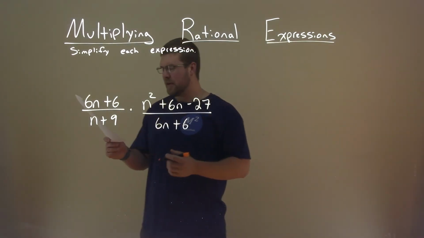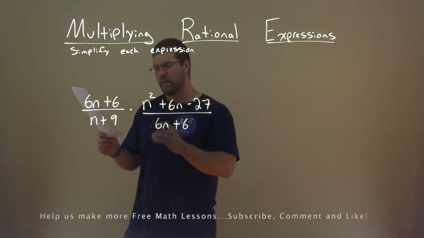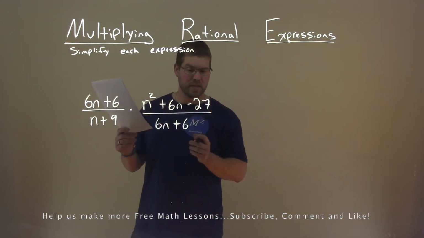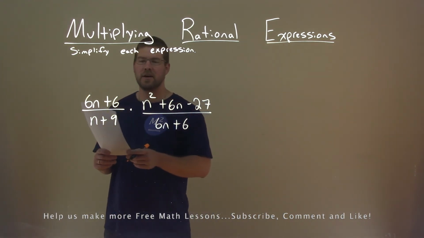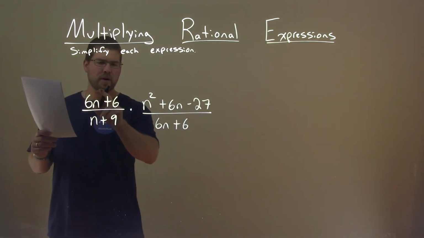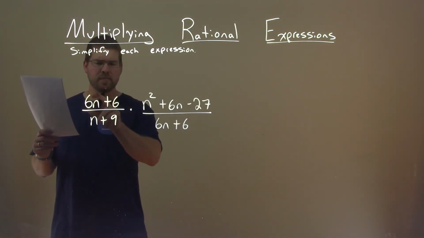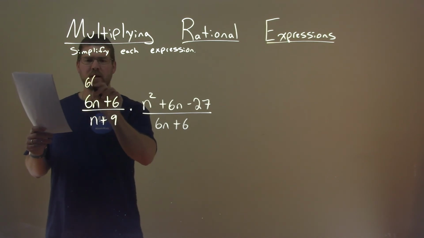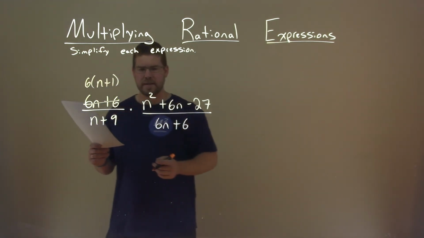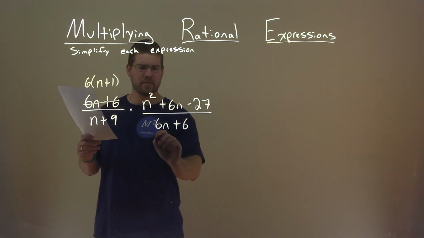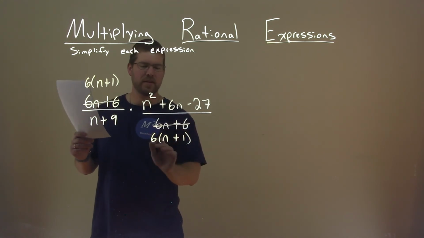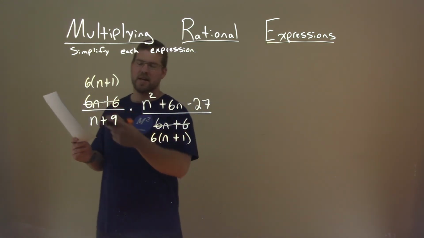We're given this problem right here. 6n plus 6 divided by n plus 9, times n squared plus 6n minus 27 divided by 6n plus 6. And we want to simplify this expression. Well, let's go simplify what we can. Let's factor some things out. 6n plus 6. I can pull out a 6 and I'm left with an n plus 1 here. So let's go replace that. And actually, that same thing happens out here. 6 times n plus 1, right here, pull out that 6. And at the end, we actually probably could just cancel those two out.